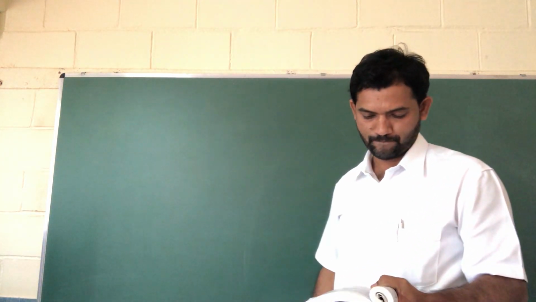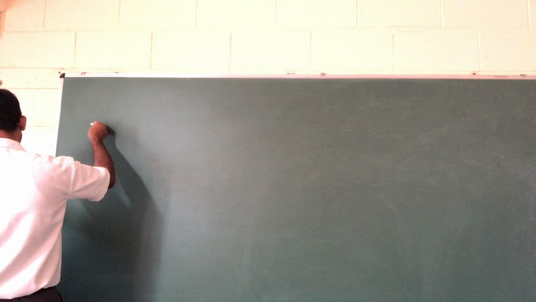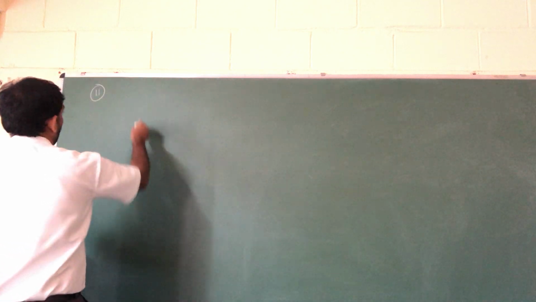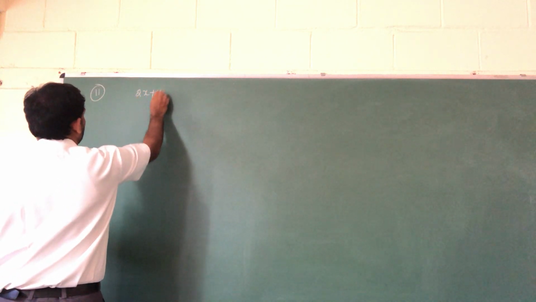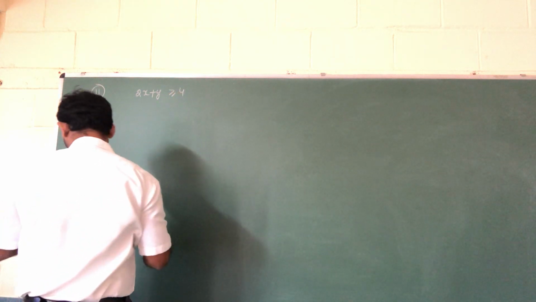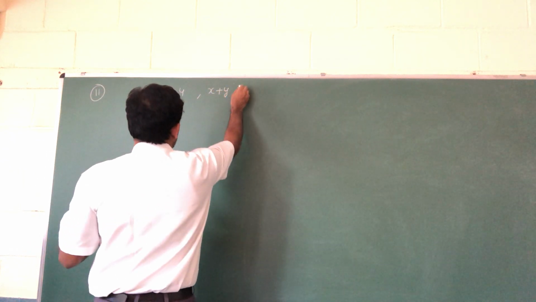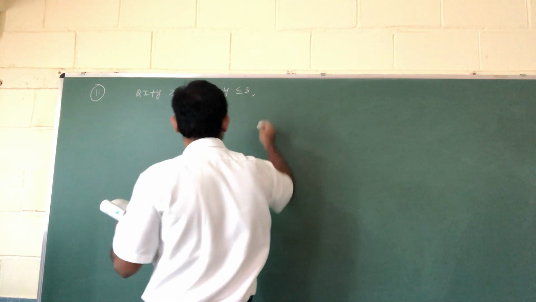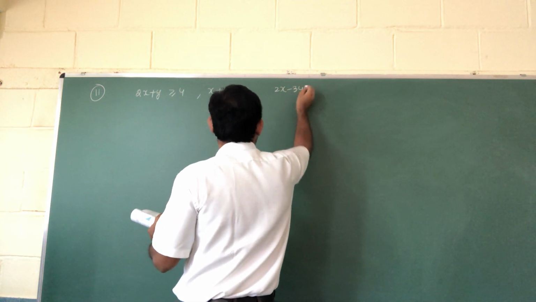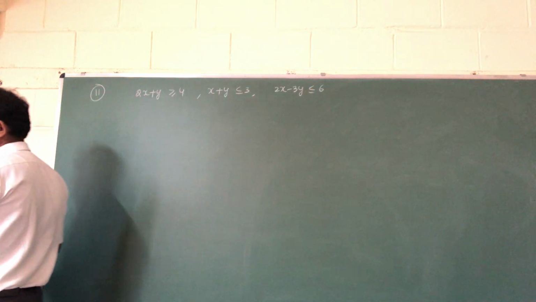Next, 11th one. 2x plus y greater than or equal to 4, x plus y less than or equal to 3, 2x minus 3y less than or equal to 6.